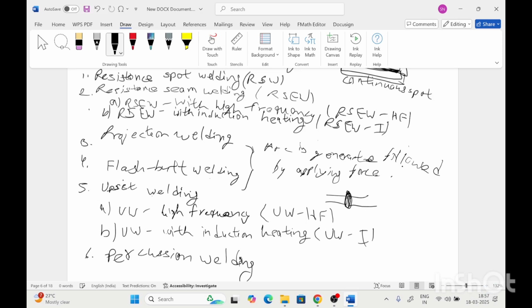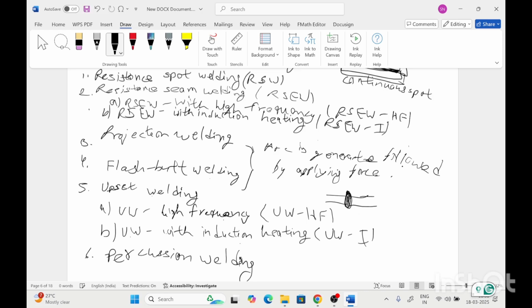Next welding is upset welding. It is also divided into two types: upset welding with high frequency and upset welding with induction heating. In upset welding, two cylindrical rods are first squeezed. Then due to the squeezing, the metal at the contact softens, and the force between these two cylindrical rods is further increased to form the welding joint.